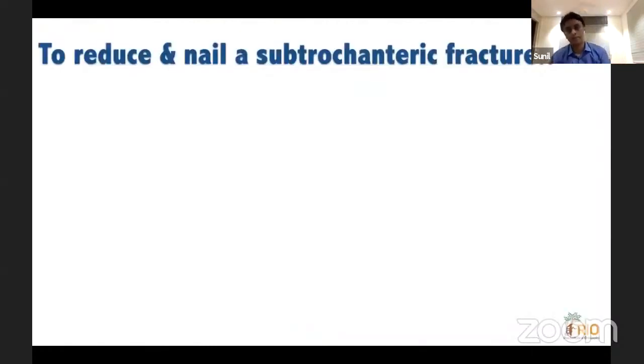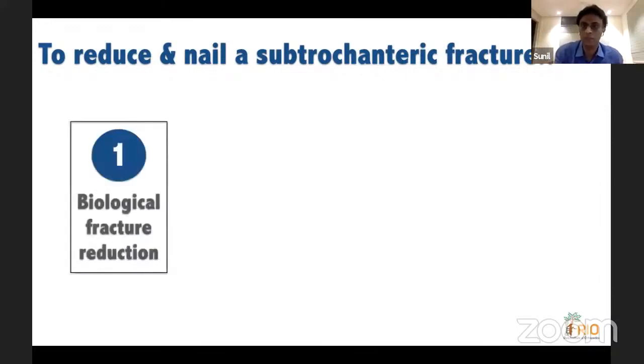So to summarize, if you want to reduce and nail a subtrochanteric fracture successfully, three things are important. One, you need to achieve an anatomical fracture reduction or a functional fracture reduction, by which I mean you restore length, alignment, and rotation, and adequate bony contact. This has to be done biologically. It doesn't mean that this has to be done closed or using minimal access. You can also do an open reduction and yet be biological. So ultimately, as I said in the first slide, mechanics are the key. You need to respect biology, but mechanics are the priority.